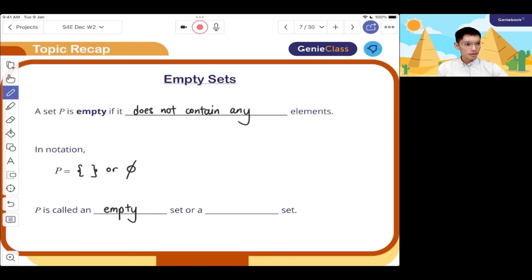Okay, so it seems like everybody is really getting it, but just a little bit shy to write down. Okay, don't worry. So the name here we actually call is a null set. So empty or a null set. Okay, so this is what we call an empty set.